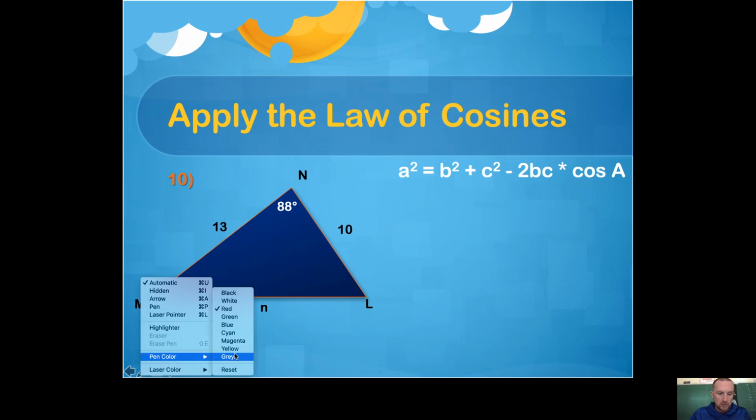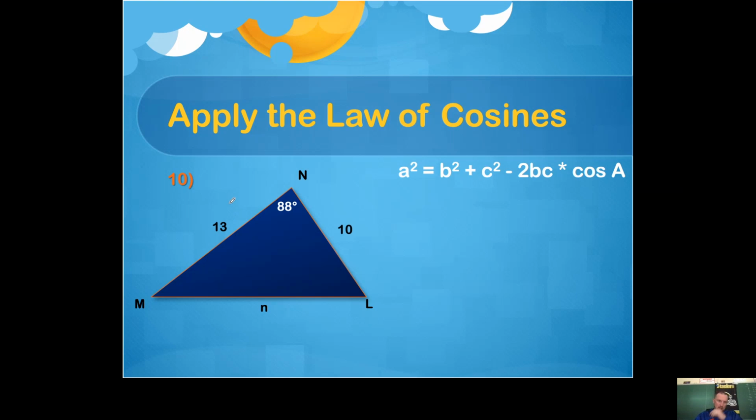So this is a triangle. It's not a right triangle. And we have two sides and the included angle. So we're calling that side angle side. You can't use the law of sines. You have to use what's called the law of cosines. We want to find lowercase n.